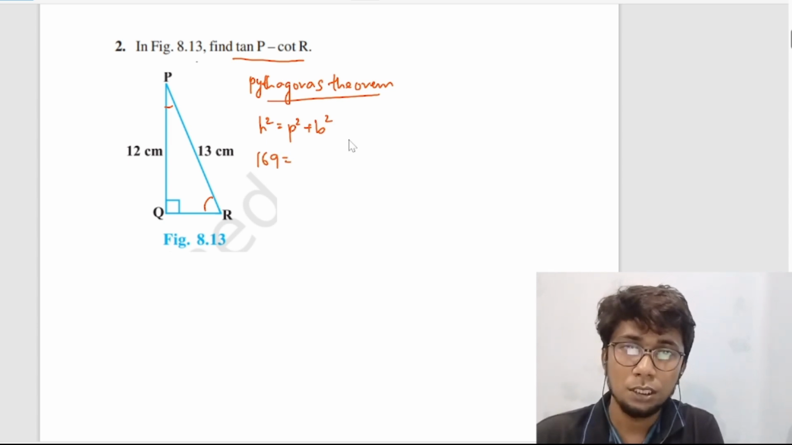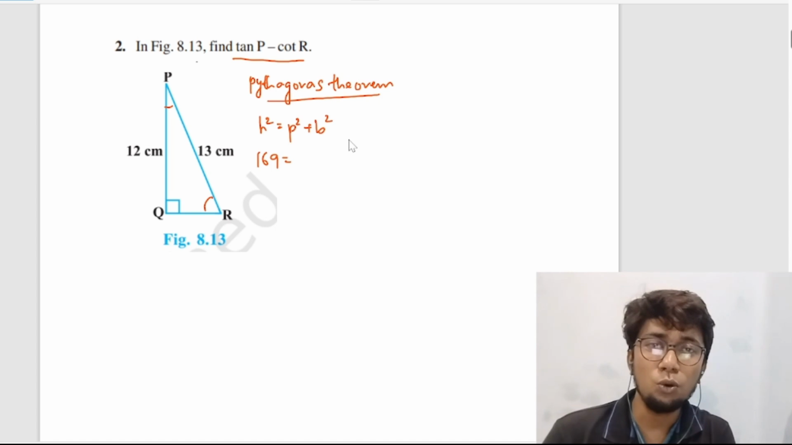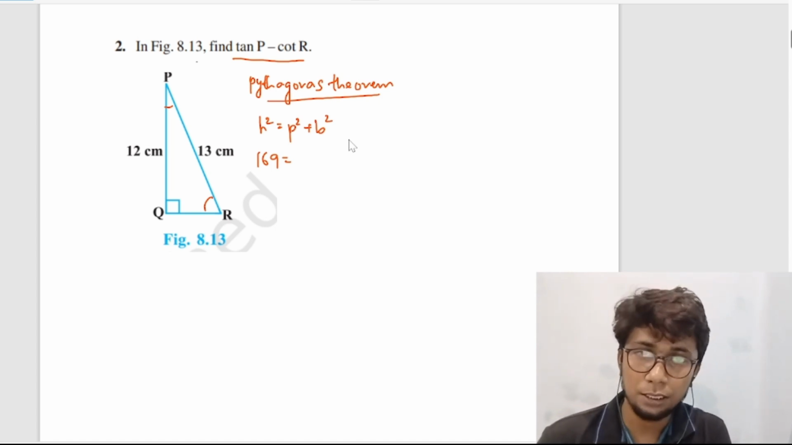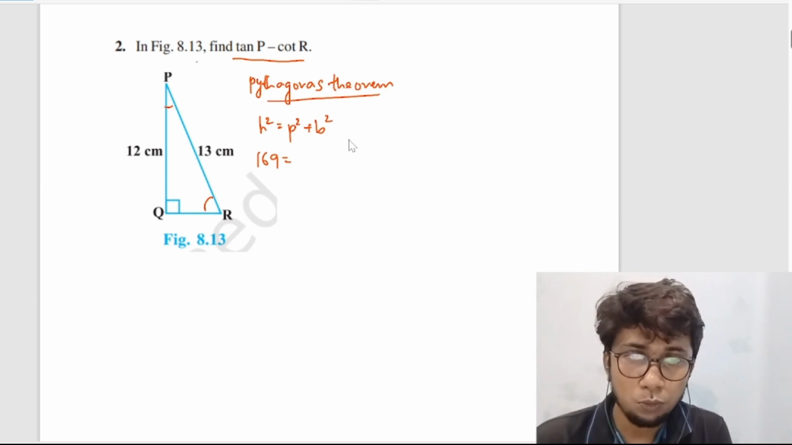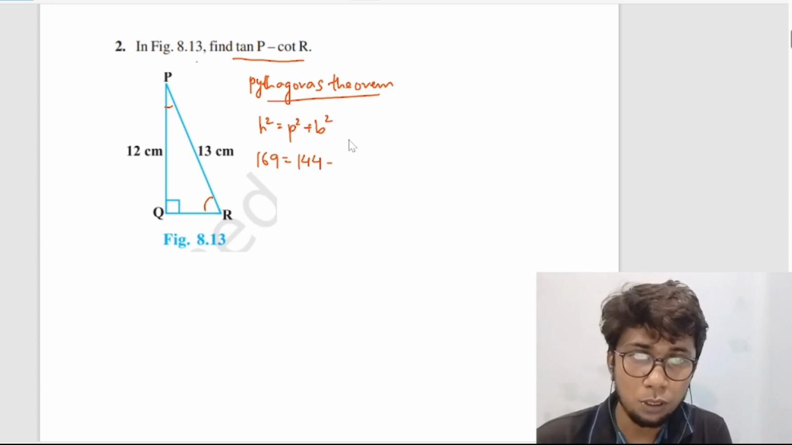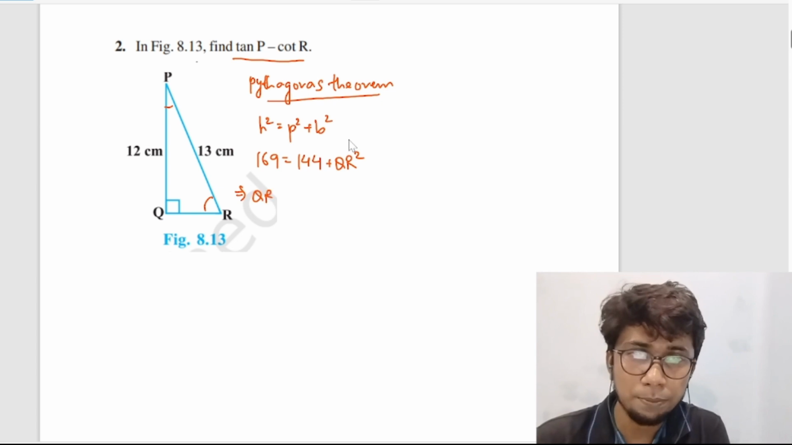169 equals, if we are considering R, then this will be perpendicular, right? Or if we consider P, then this will be perpendicular. So anyhow, this QR will be unknown and this will be one known side among these two. So it will be 12 square, that is 144 plus QR square. Fine. So this implies QR square is what? It is 25. Hence QR will be 5 centimeters. So this QR will be 5.